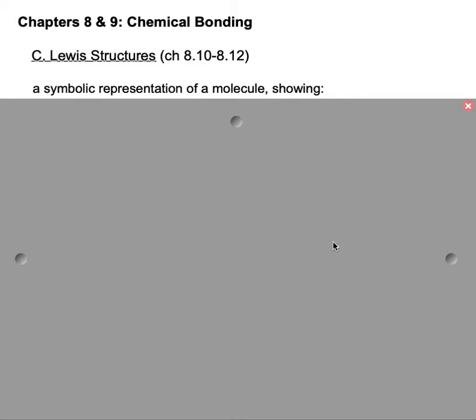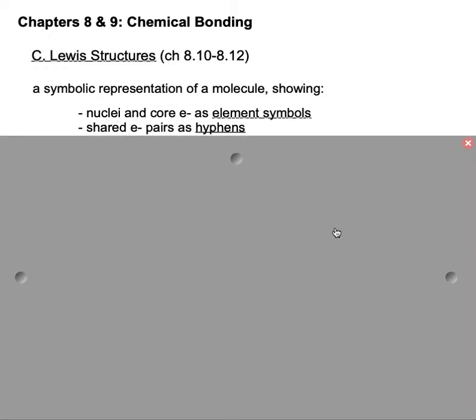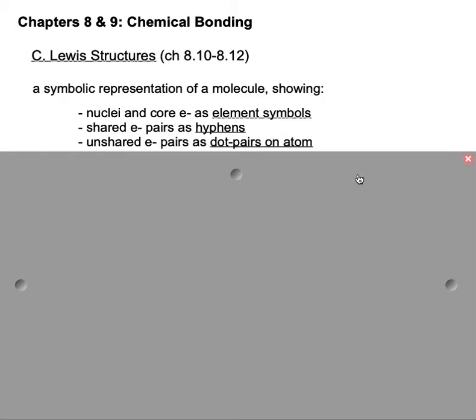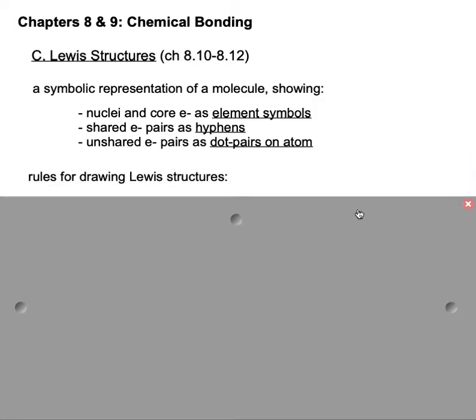Hello, in this video I'd like to talk about Lewis structures. You'll recall that a Lewis structure is a symbolic representation of a molecule that shows nuclei and core electrons as element symbols, shared electron pairs as hyphens or dashes between the element symbols, unshared or lone electron pairs as dot pairs on the atom. Here's how you draw a Lewis structure.